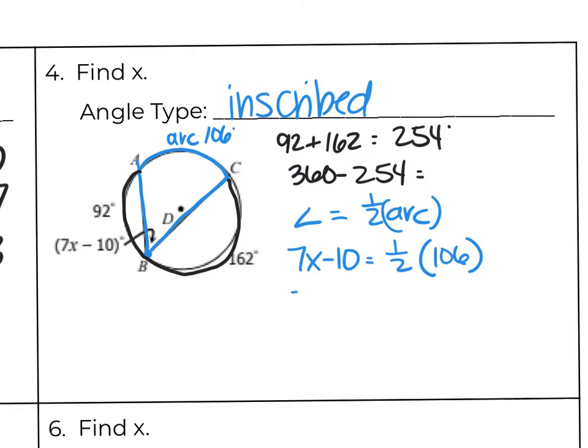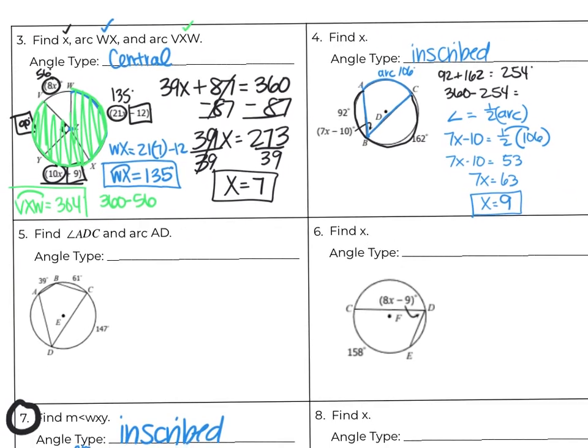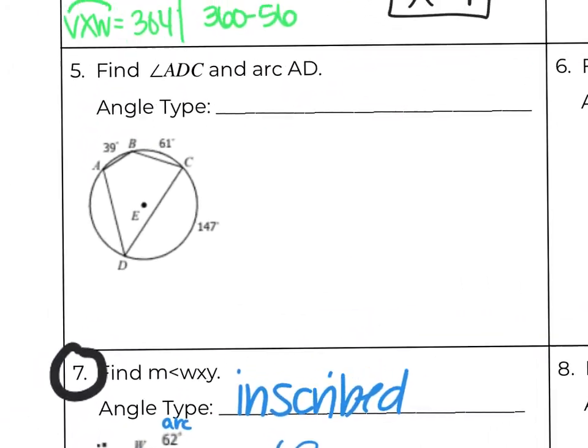All right, what would I do first to solve this? The parentheses. 1/2 of 106 because this is times. So what is that? Half of 100 and half of 6. 53. Add 10. 7x equals 63. Divide by 7. X equals 9. Are we done? How do we know? So always check back and make sure because sometimes you guys forget to do the other part.